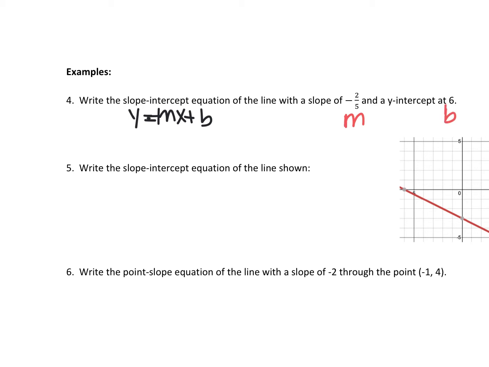You don't have to do any solving. And now you just replace into your equation. Negative 2/5 is your slope, so that should go in for m. Make sure you have an x, and then plus b, which is 6. So this is a slope-intercept equation of the line.